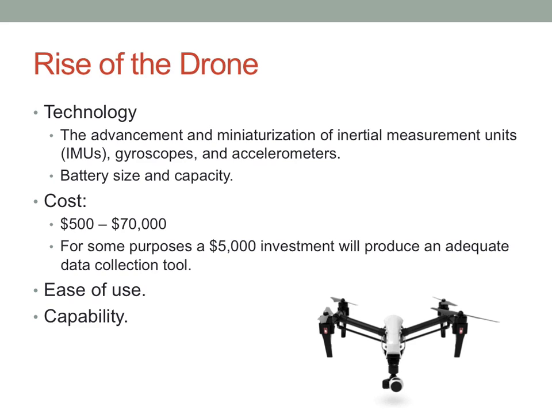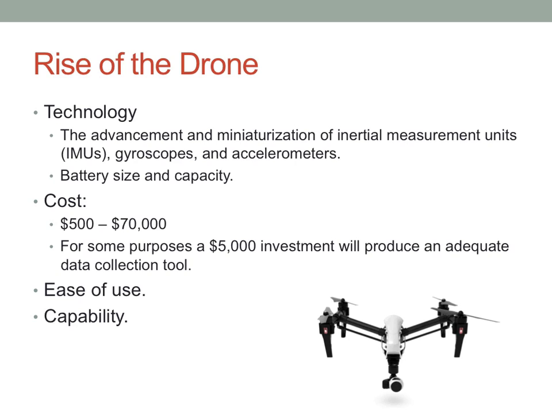What's made this more possible recently is the technology. We have smaller and more affordable inertial measurement units, the accelerometers and gyroscopes inside the drones that measure which way it's facing so it can correct itself and be stable. Then there's battery size: we're getting smaller batteries with higher voltage ratings and capacities. And so the cost as well.